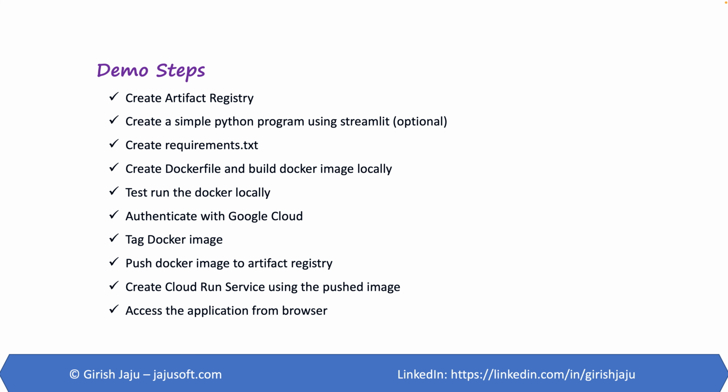It's always a good idea to test it locally before pushing it to the cloud. Authenticate with Google Cloud, tag the Docker image, and push the Docker image to the Artifact Registry. Then we'll create a Cloud Run service using the pushed image. And finally, we will access the application from the browser to show that our service is running.